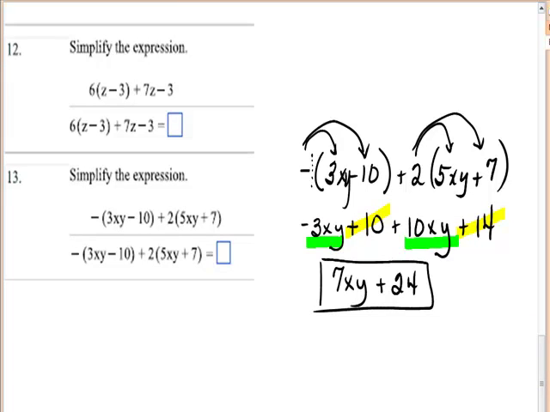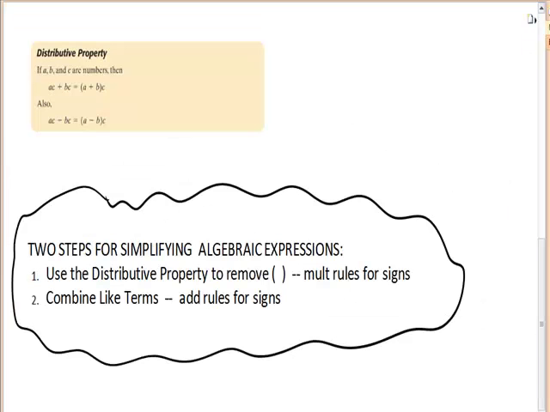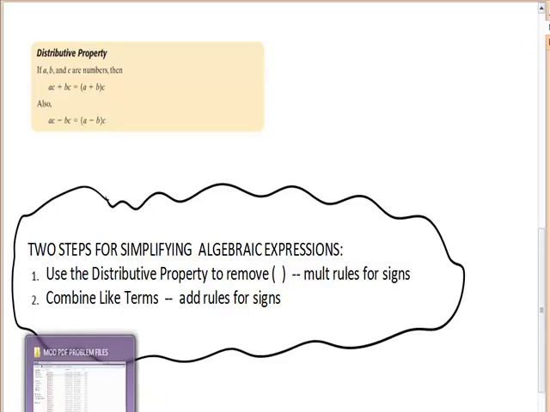Okay, so simplifying an algebraic expression takes at most 2 steps. First, the distributive property, to remove parentheses using the multiplication rules for signs. Then, combine like terms using the addition rules for signs. You'll use this process of simplifying algebraic expressions throughout all of algebra.